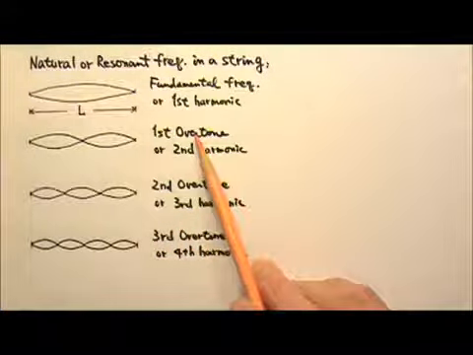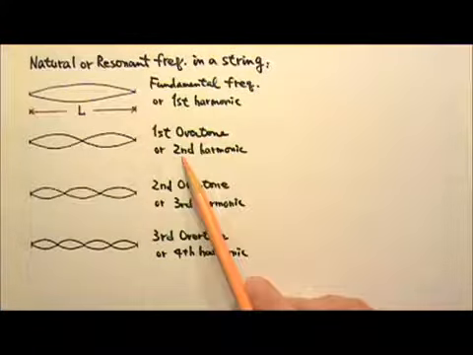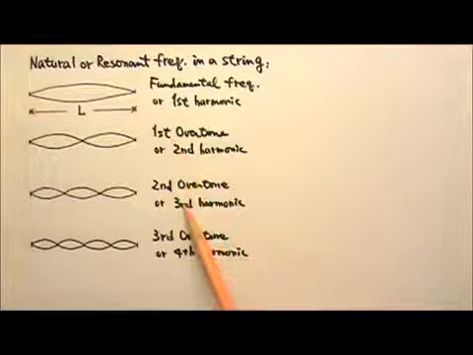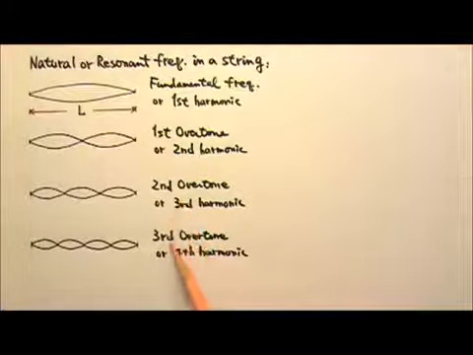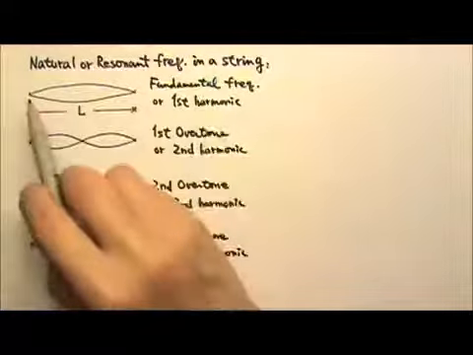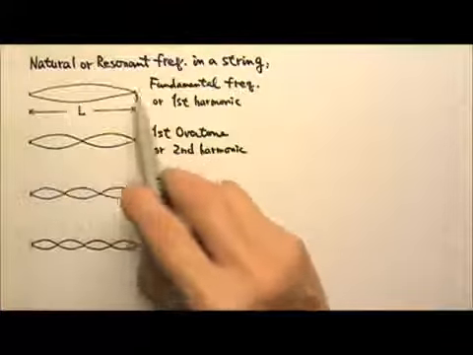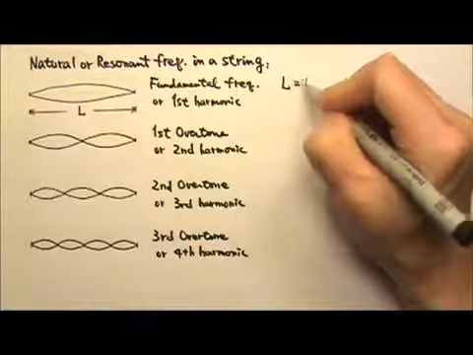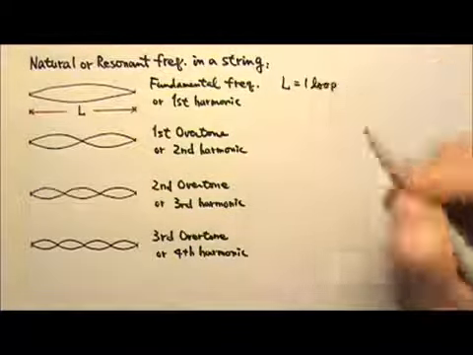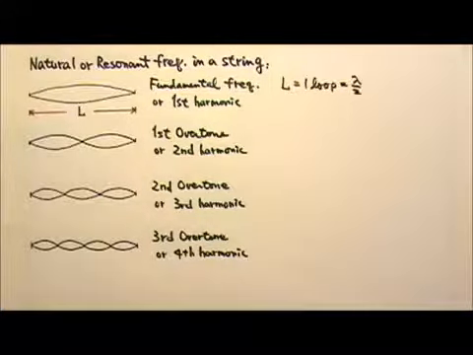If we count the overtones, we only start after the fundamental frequency, so the second harmonic is the first overtone, the third harmonic is the second overtone, and then the third overtone. For the fundamental frequency, if the string's length is L, in the length L there is 1 loop, so L equals the length of 1 loop. And 1 loop is always half a wavelength.